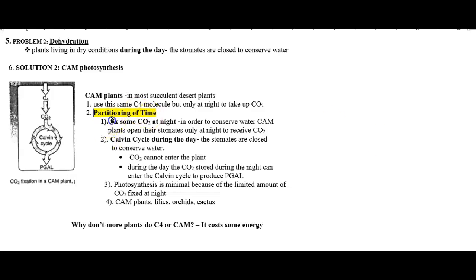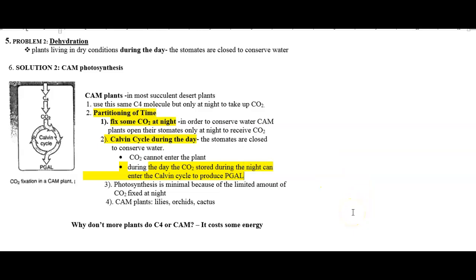So, fixing carbon dioxide at night, and then the Calvin cycle during the day. During the day, no carbon dioxide can enter. They're going to use the carbon dioxide that was stored during the night to go into the Calvin cycle, and then they're going to produce PGAL. Two PGALs make a sugar. It's not going to have a lot of photosynthesis because of the limited amount of carbon dioxide that's fixed.